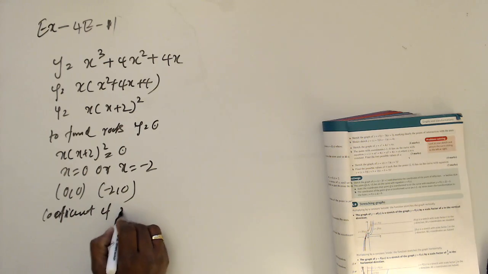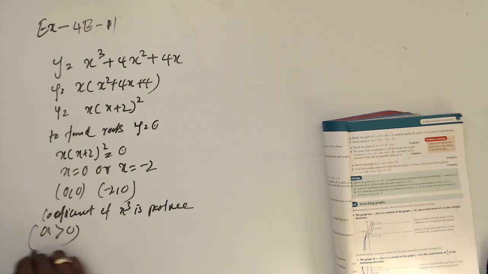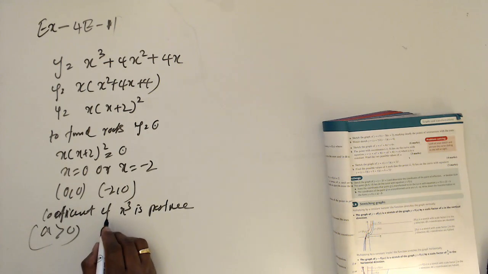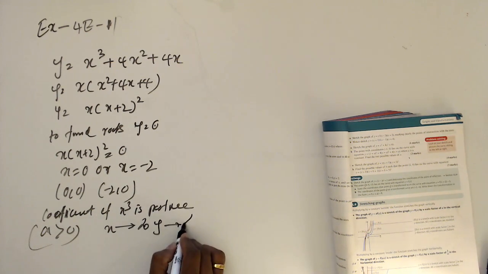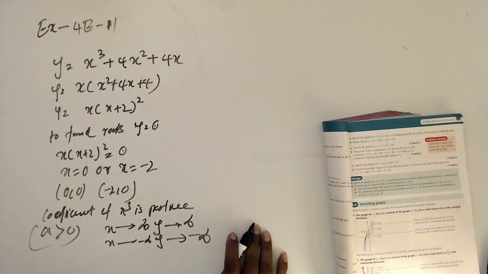The coefficient of x cubed is positive, so a is greater than 0. As x goes to positive infinity, y goes to positive infinity, and as x goes to negative infinity, y goes to negative infinity. Now let's draw the graph.